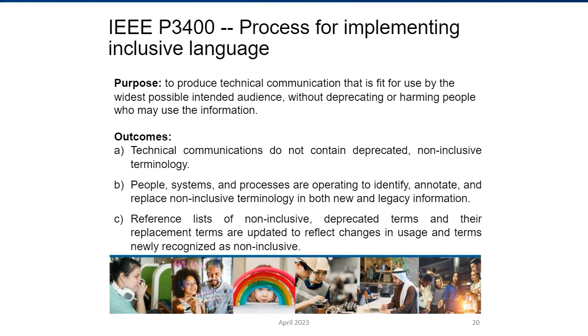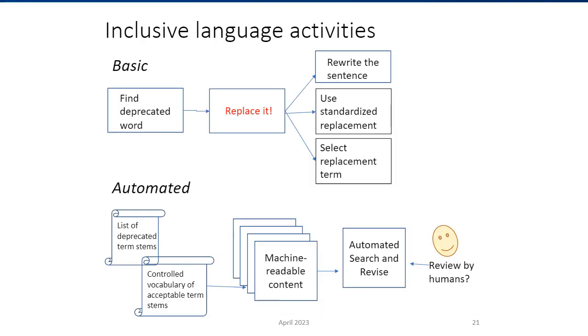This standard is intended to be used by a lot of organizations. And the basic process is pretty simple. Find a deprecated word, replace it. There are different ways to replace it. You can just rewrite the sentence to work around it. There may be a standardized replacement in this standard. If you're using this term in a standard, this is the replacement term that you will use. If you're conforming to that standard, this is the term you will use. Or select a replacement term because different terms can fit different situations.